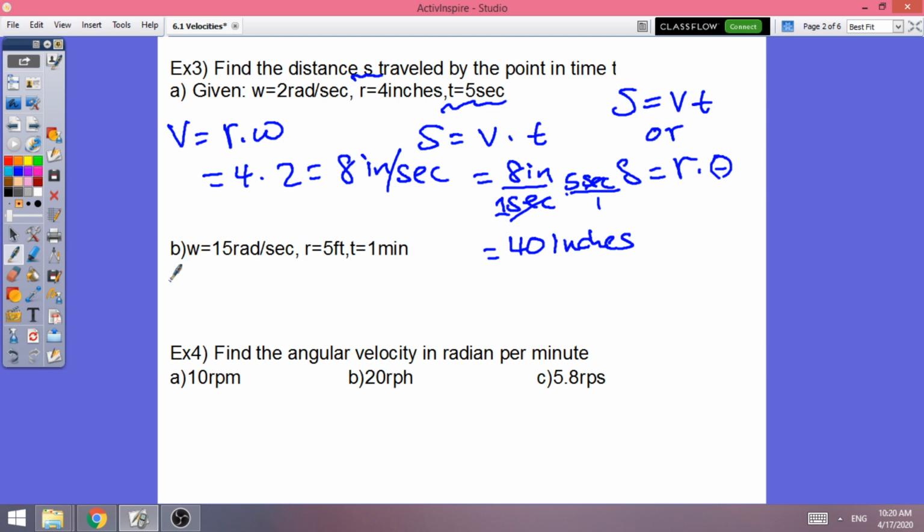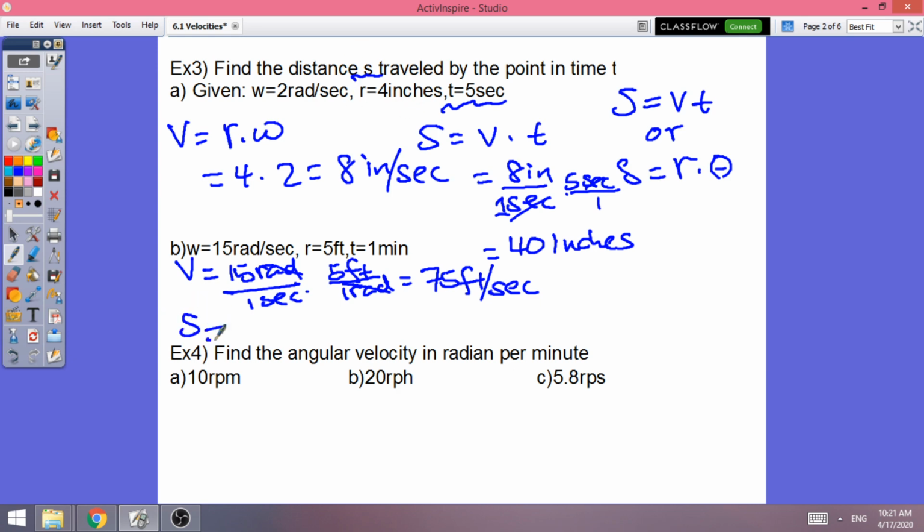So one thing that you want to find is V once again. So 15 radians per second times 5 feet over 1 rad. So radian got canceled. So 15 times 5 is 75. So 75 feet per second. But now this one is just the linear velocity. We need to find the arc length, the total distance.